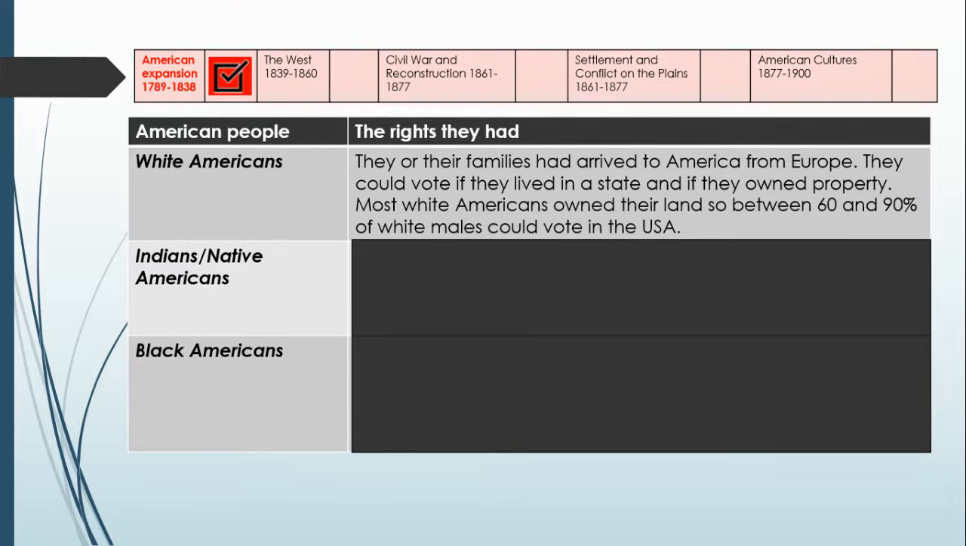Most white Americans own their land, so between 60 and 90% of white males could vote in the USA. So white Americans have a reasonable say and tend to be relatively wealthy. We then have the Indians or the Native Americans.